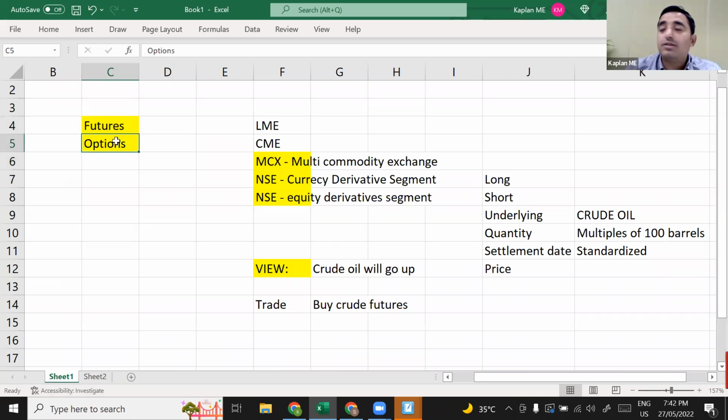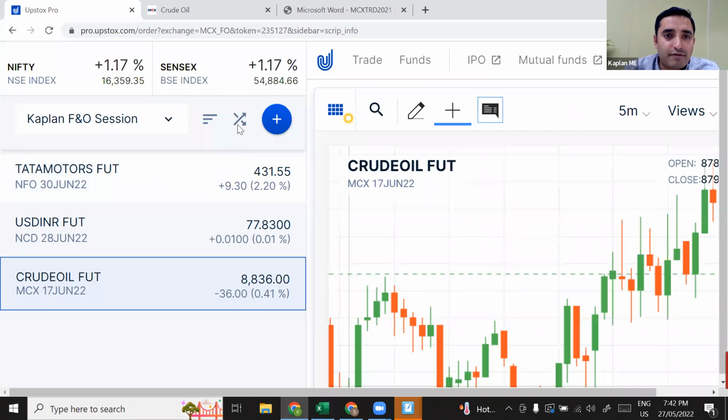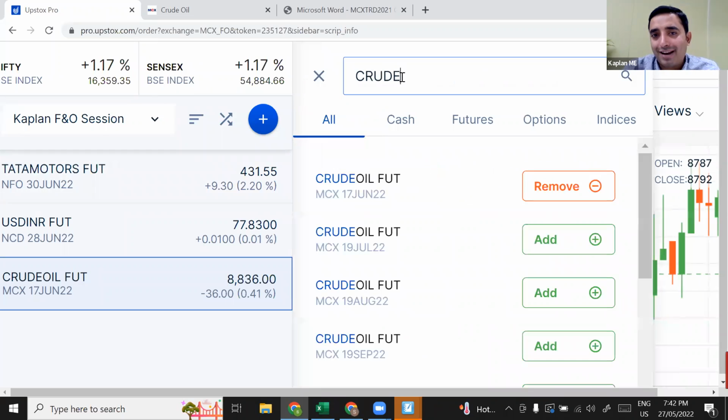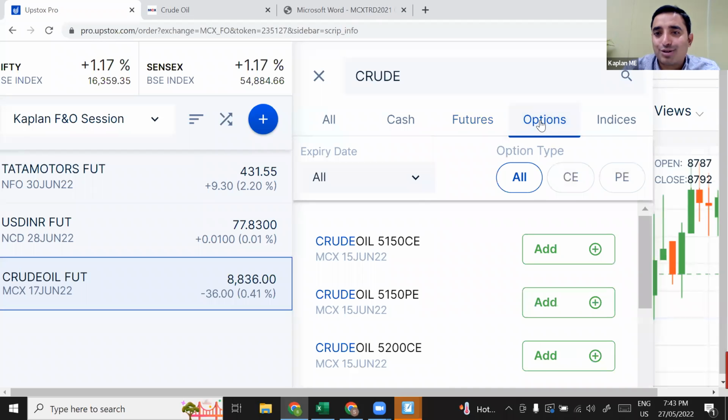Now, another product that you can enter into is options. What exactly is an option? You would know there is a premium, a call option, a put option and so on. Just like futures, remember when I was creating the watch list, I was saying crude oil and futures. Similarly, I can also have options. Here, in options, I can decide I want to buy a call option or a put option.